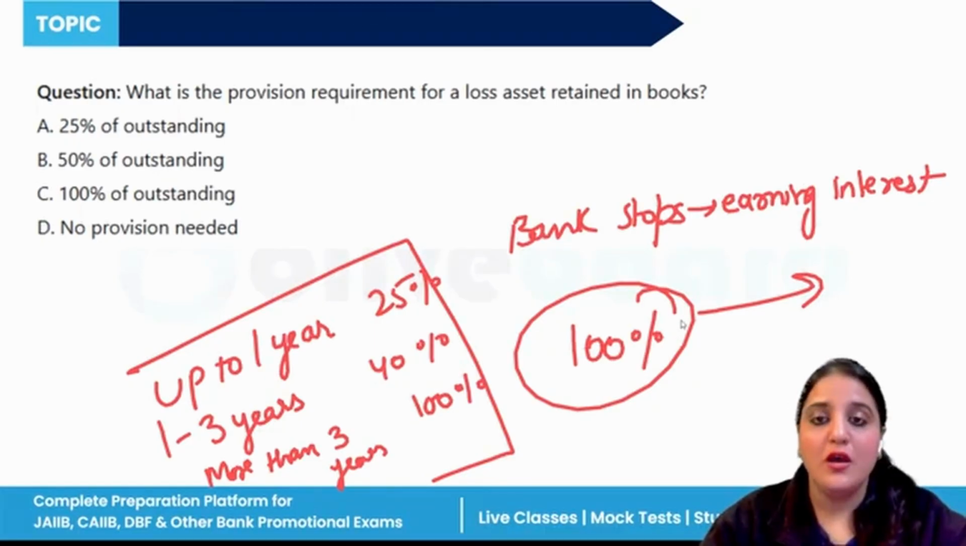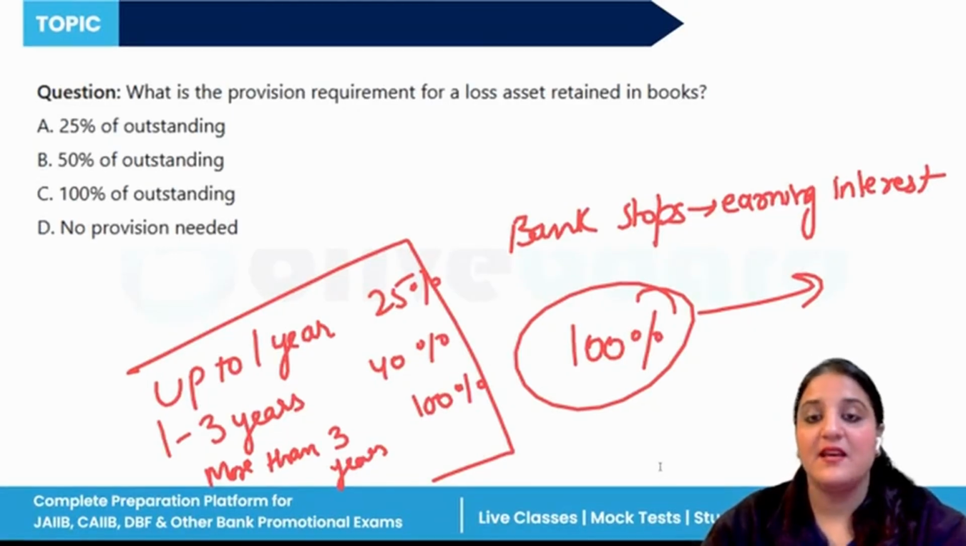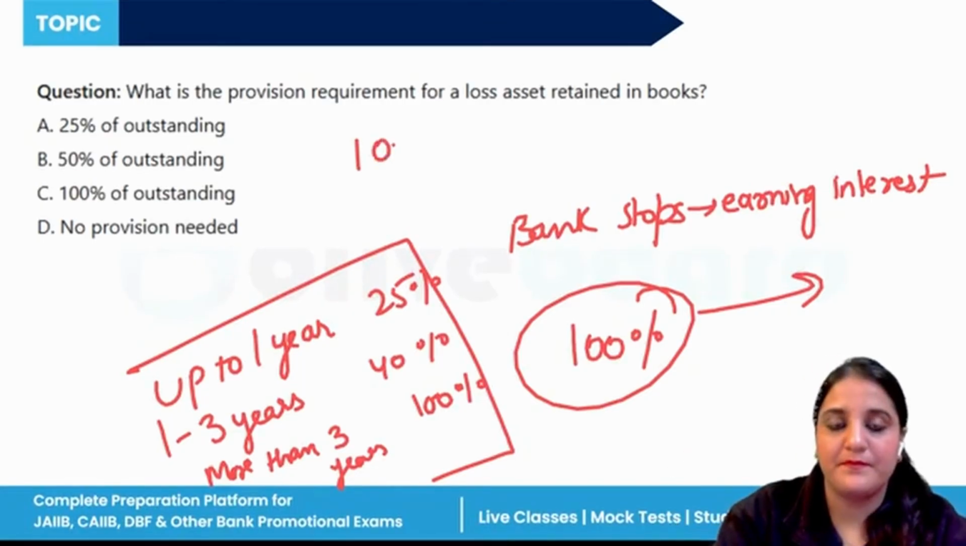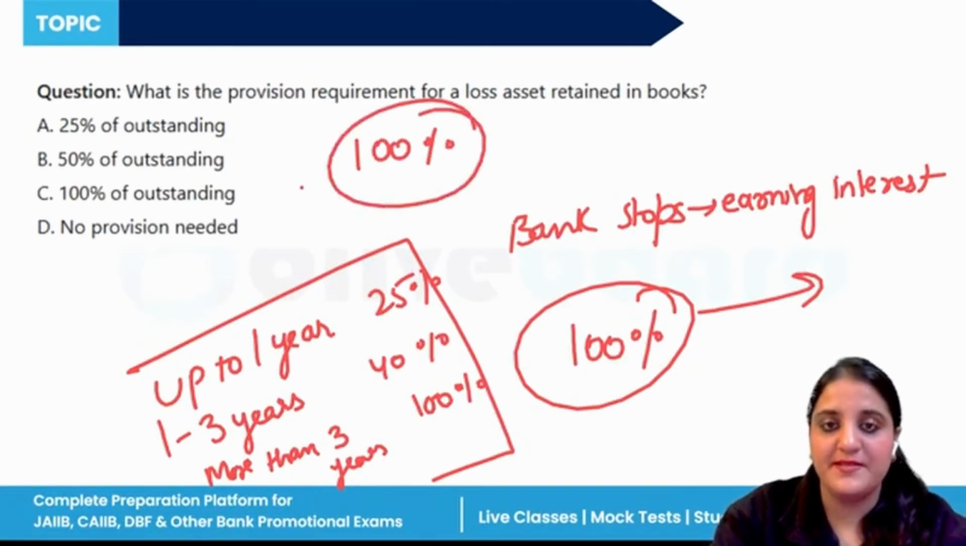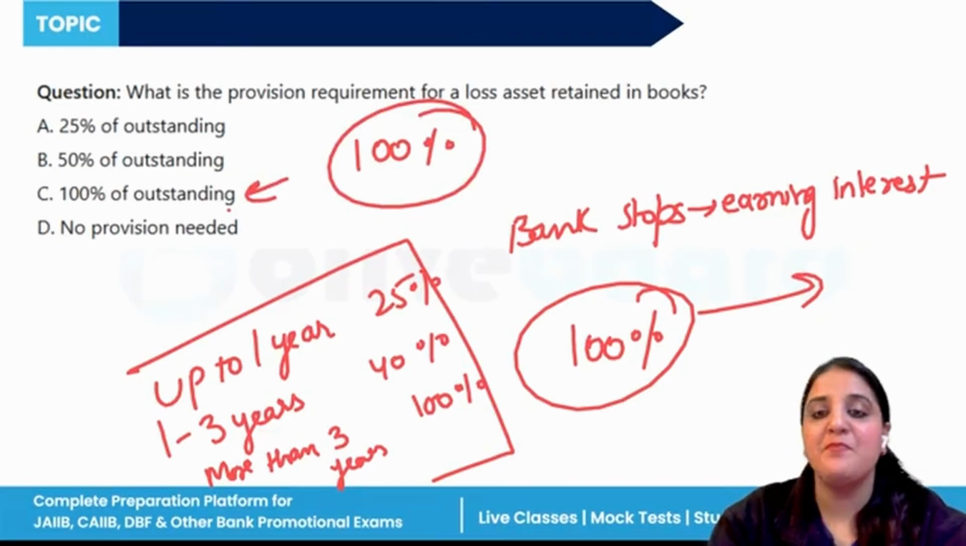So what is the provision requirement for a loss asset retained in the books? That is 100% of the outstanding. 100% means loss assets must be written off. If it is kept on the books, the full 100% outstanding must be provided in that case.